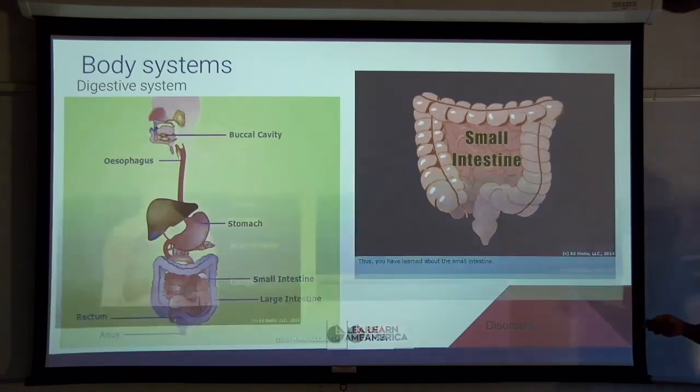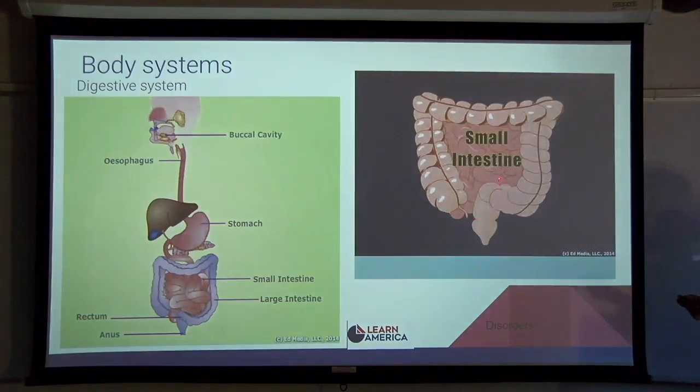Once it leaves the small intestine, it's going to get absorbed, or it's going to diffuse into the blood. You remember the definition of diffusion from the last session? The molecules move from an area of high concentration to an area of low concentration. So if we have a lot of nutrients in the small intestine, that's high concentration, and it's going to diffuse into the blood, which is an area of low concentration.